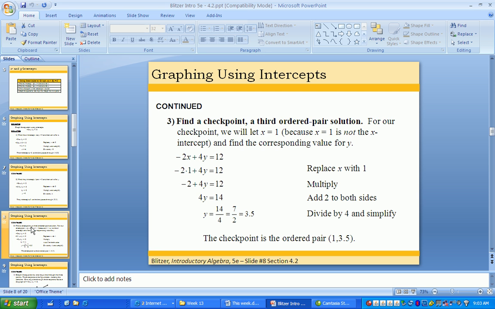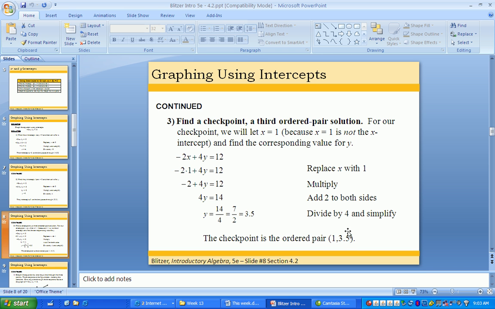And we do this by finding an ordered pair. Usually one of the easiest numbers we can substitute in is letting x equal 1. It's not the x-intercept, so we can't let x equal 0 again, because we'd just get the same answer. So we have to choose a different number other than 0, and 1's always a pretty easy number for us to work with. So if we set x equal to 1, plug 1 in everywhere we see x, and solve for y, y is equal to 3.5. So then our third ordered pair, or third point on this line, is going to be 1, 3.5.